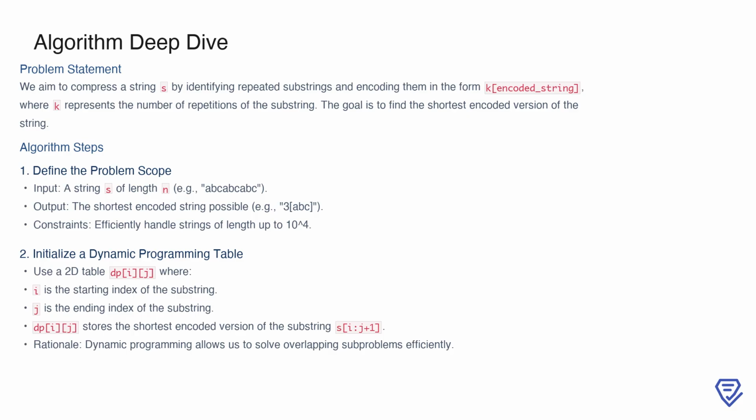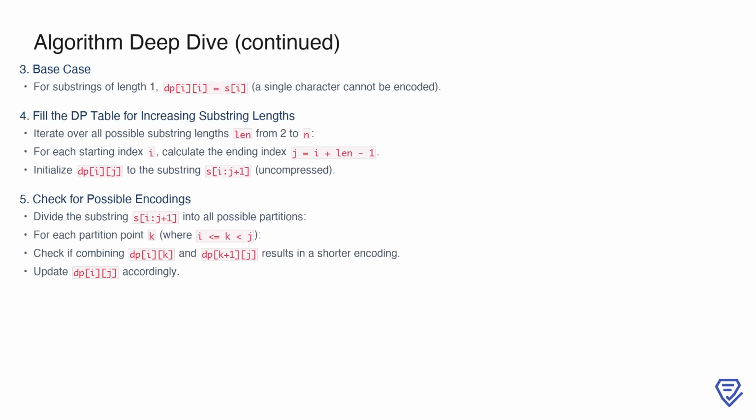Next, we iterate over all possible lengths of substrings, denoted as L, ranging from 1 to n. For each specific length, we slide a window across the string to evaluate all substrings of that length, preparing the dp table for further computations. The next step is to evaluate each substring s[i..j+1] by attempting to split it into two smaller substrings at every possible midpoint k, where i <= k < j. By combining the results of dp[i][k] and dp[k+1][j], we determine if a shorter encoding can be achieved. If so, we update dp[i][j] with the shorter value between its current value and the newly combined result.